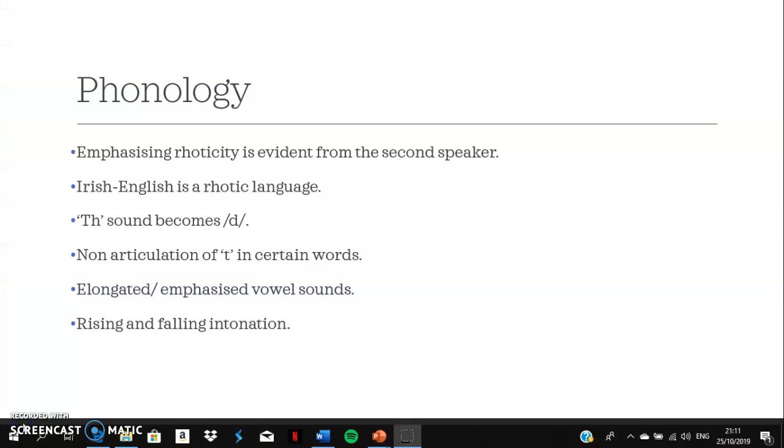First, we looked at phonology. We found that there was an emphasis placed on rhoticity. Loosely, rhoticity is the pronunciation of R sounds. This can differ greatly depending on the speaker, such as seen from the second speaker when saying Mullingar.